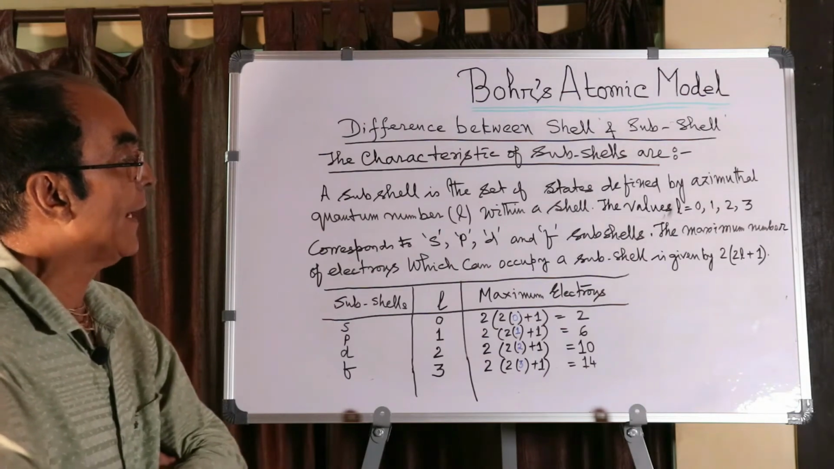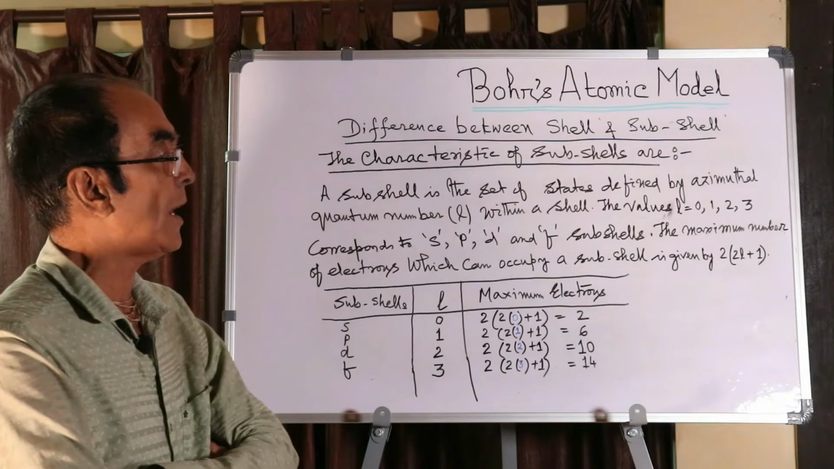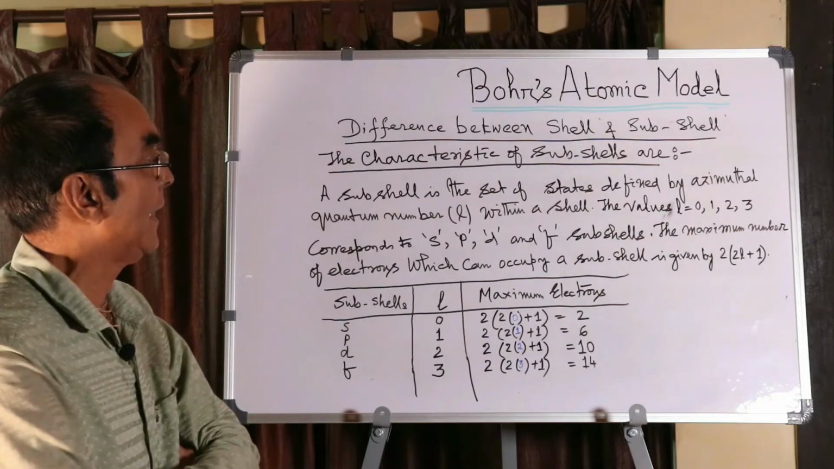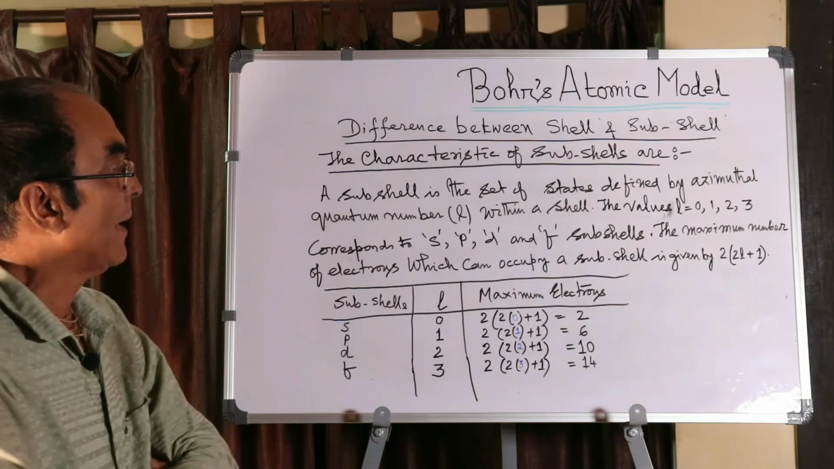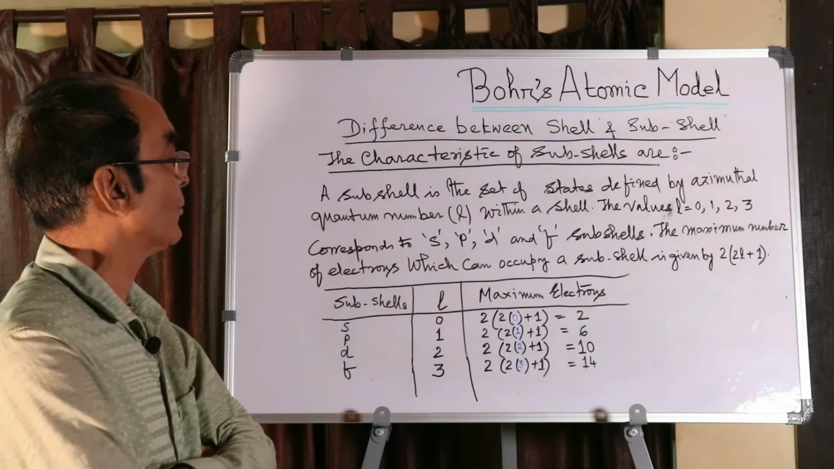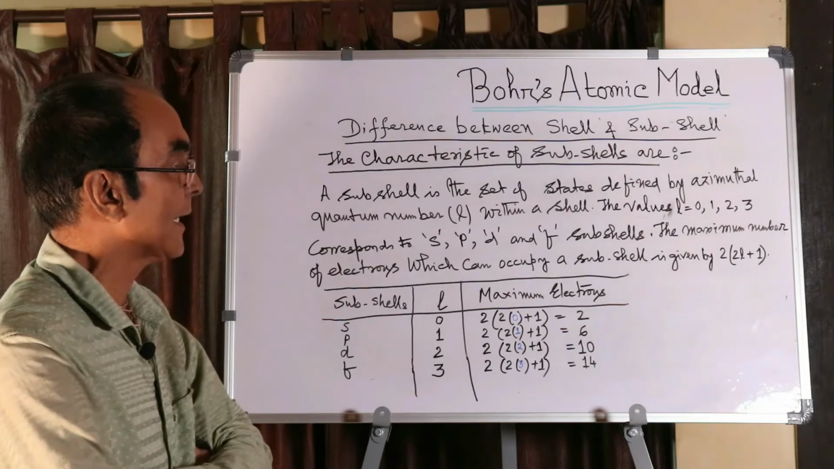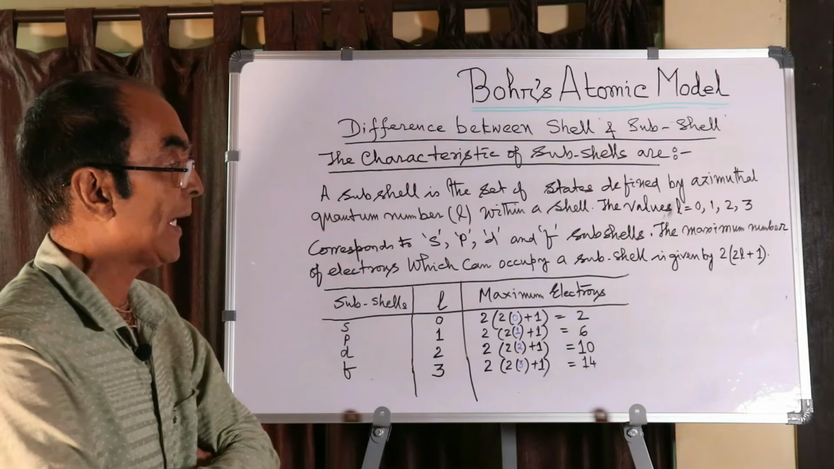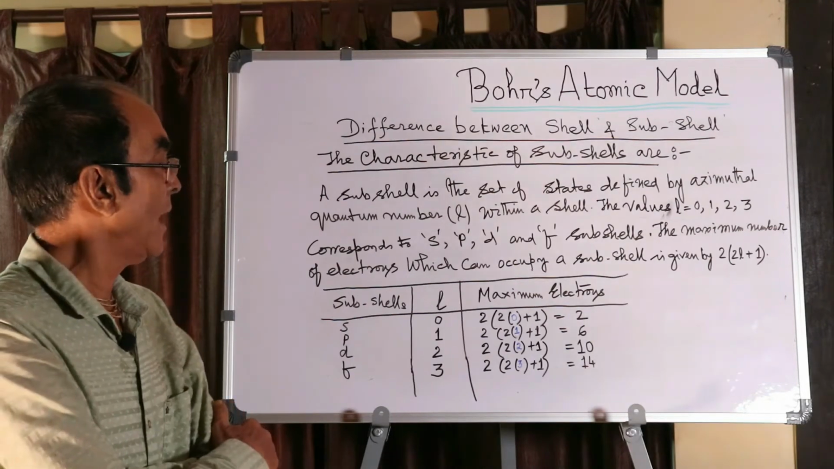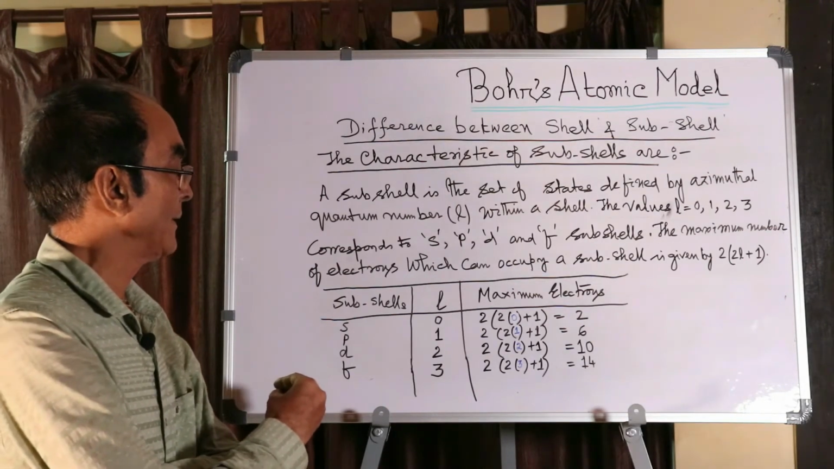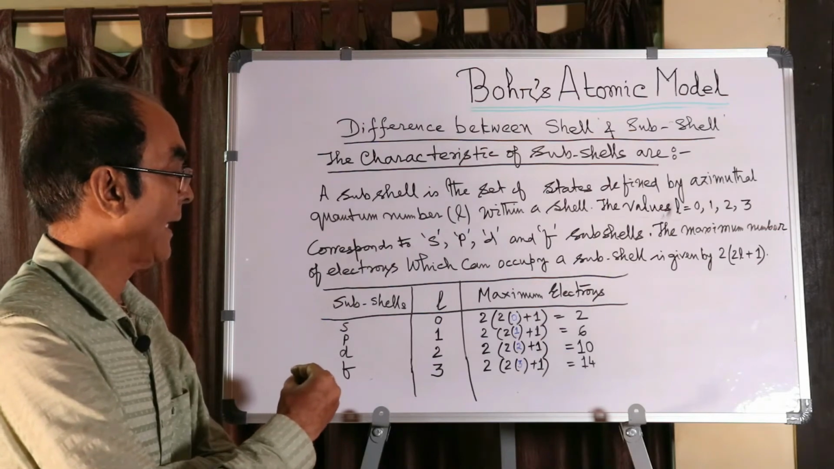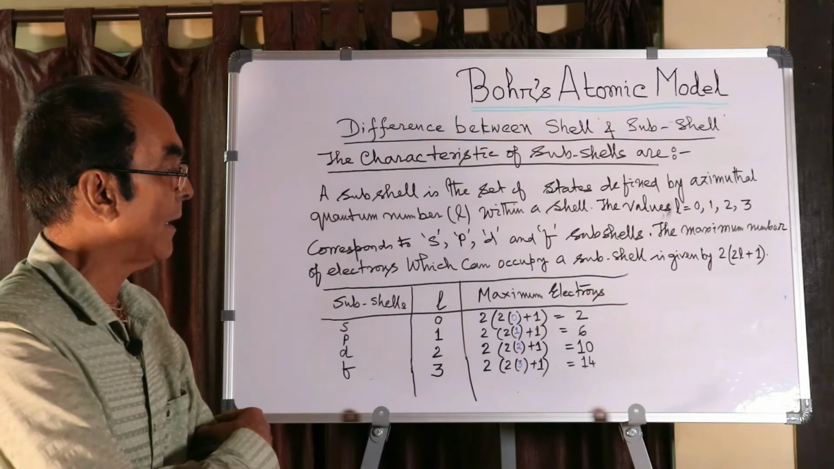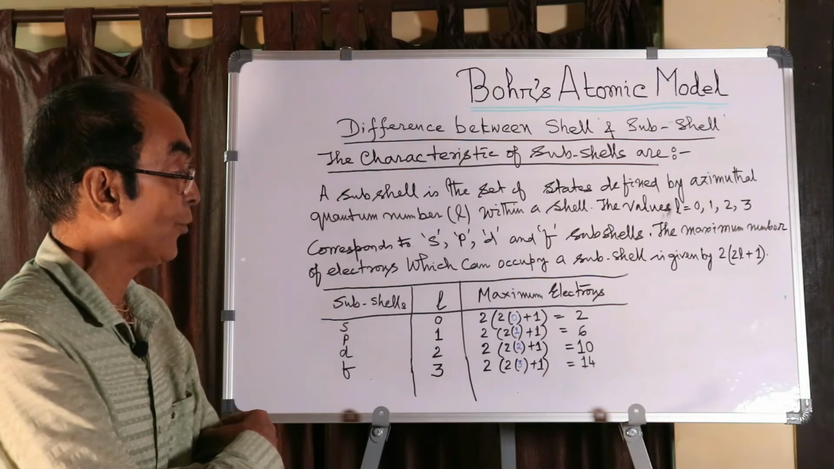The values of L equal to 0, 1, 2, 3 correspond to S, P, D, F subshells. The maximum number of electrons which can occupy a subshell is given by 2(2L + 1). Then we come to the tabulated representation: subshells, then L, that is the azimuthal quantum number, and the maximum number of electrons it can hold.